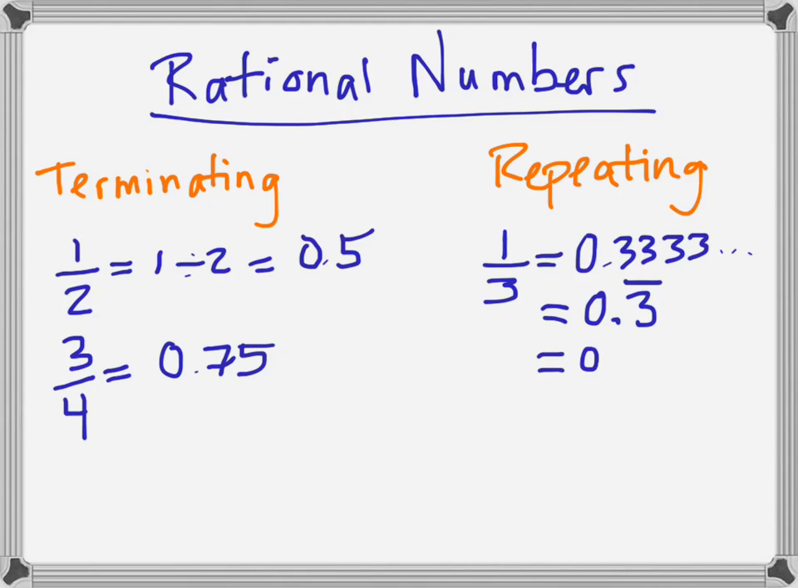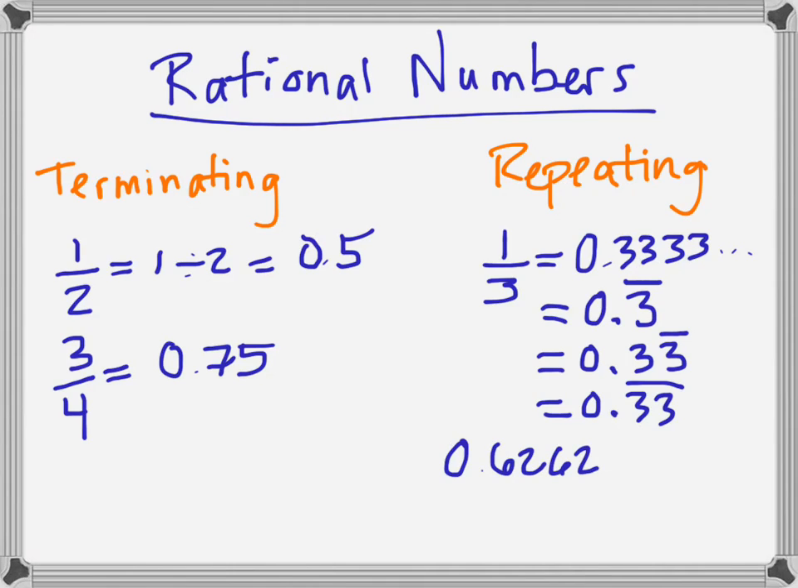I could also put the bar over any of the 3's. So this is the exact same thing as if I had written 0.33 with just a bar over one 3, or I could show that they continue in groups of 2, something like that. The repeating decimal 0.626262, continuing on forever in that pattern, could be expressed as 0.62 with a bar over the 62 to show that they repeat in groups of 6's and 2's.